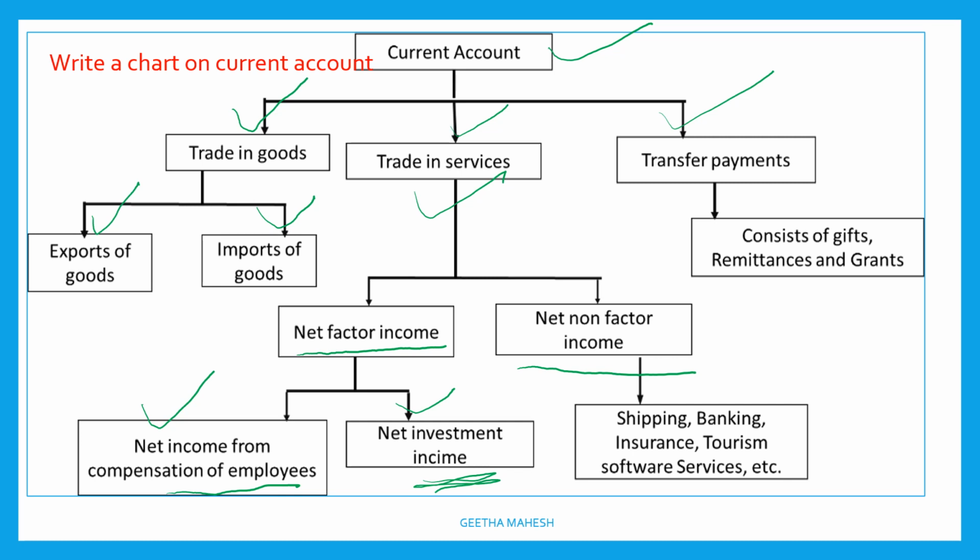Here you can make it as income. Dear students, make it as income. Then net non-factor income, you can give examples: shipping, banking, insurance, tourism, software service, etc. Then come to transfer payments. It consists of gifts, remittance and grants.